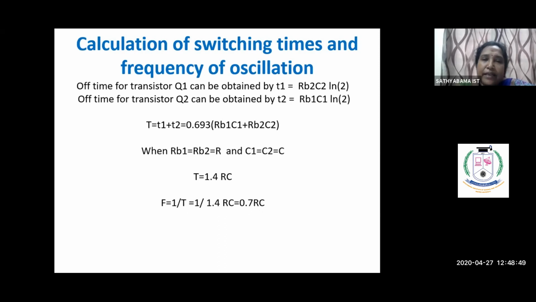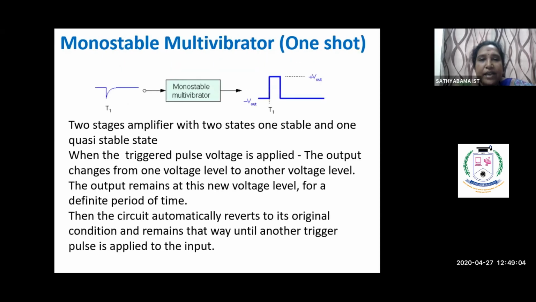And then we take the circuit output, which with the help of the VC1 output, VC2 output and VBE we can understand. And the third one is the calculation of the switching time and the frequency of oscillation. The next type of multivibrator is the monostable multivibrator. The word mono means single, so a single stable multivibrator has only one stable state.